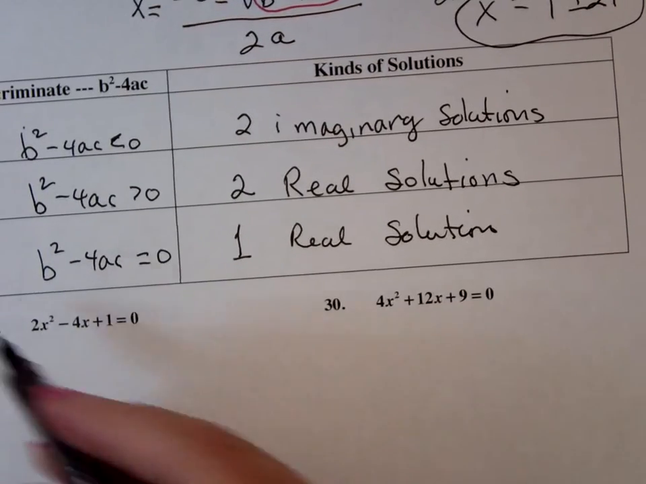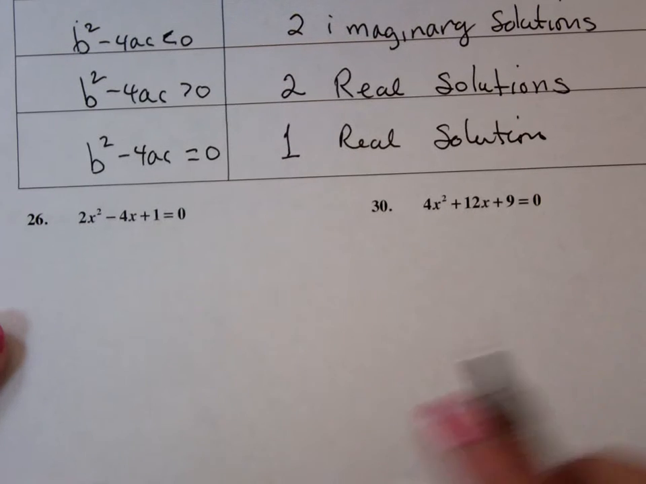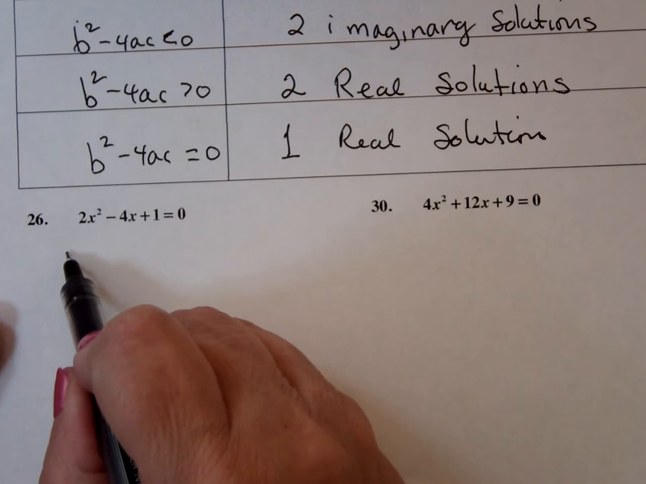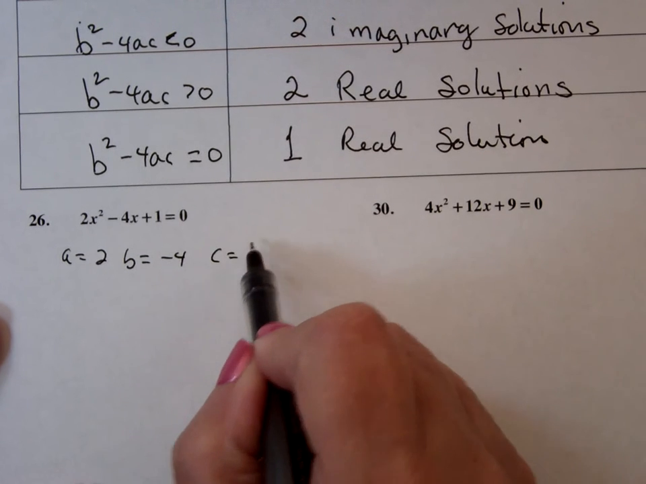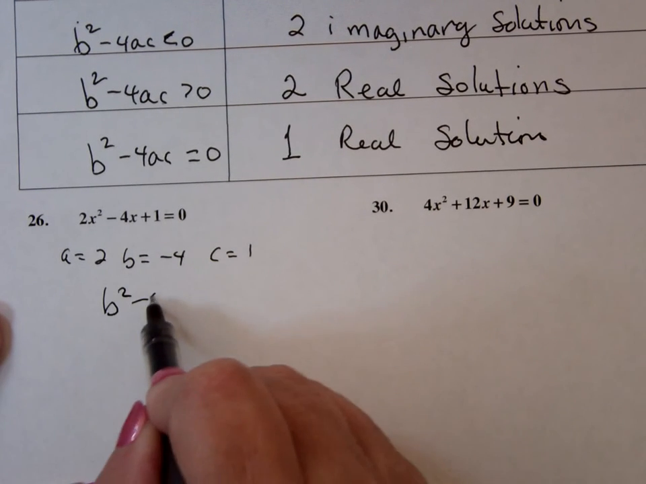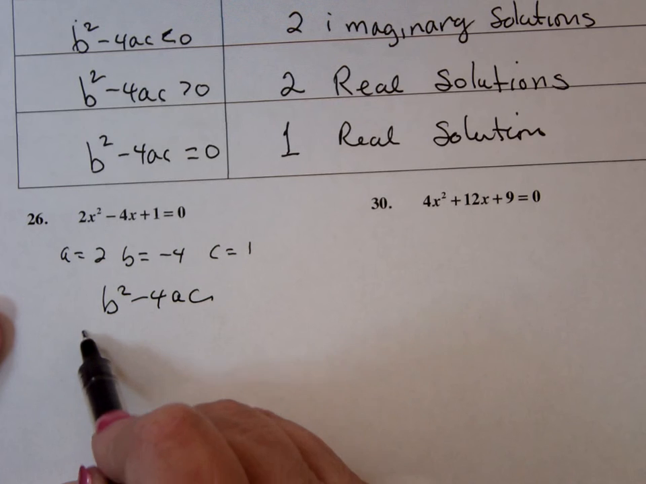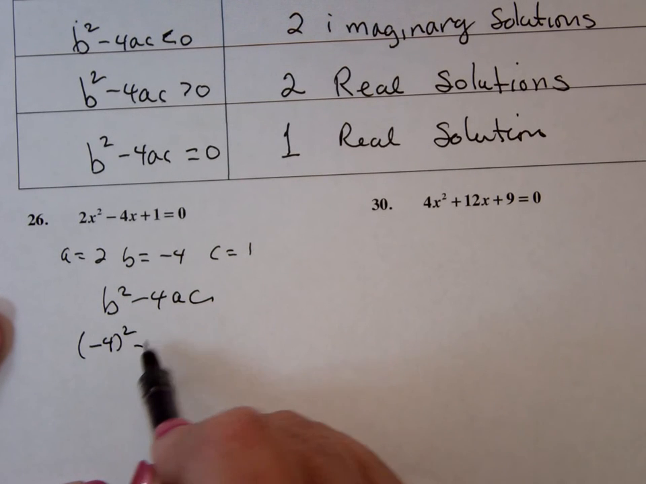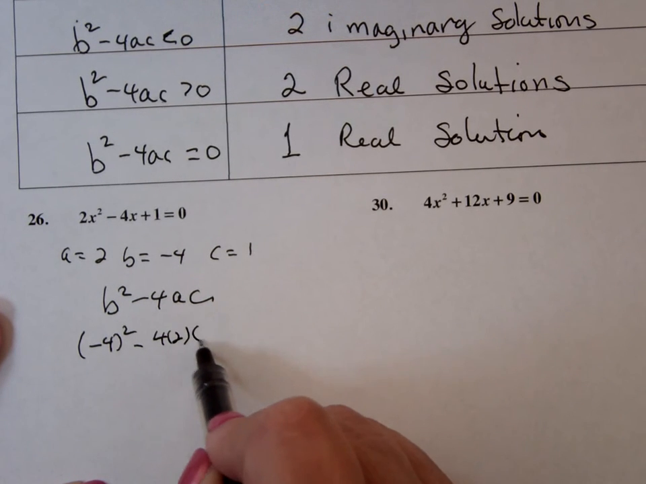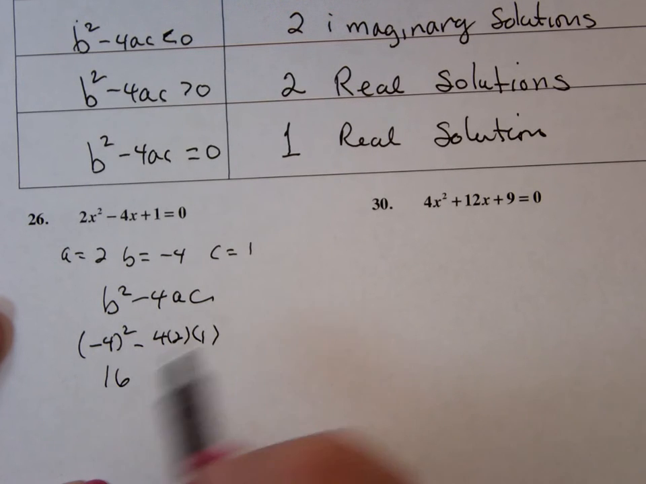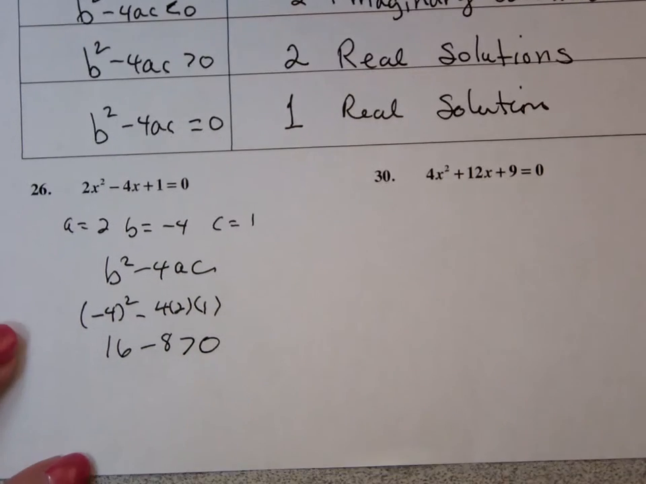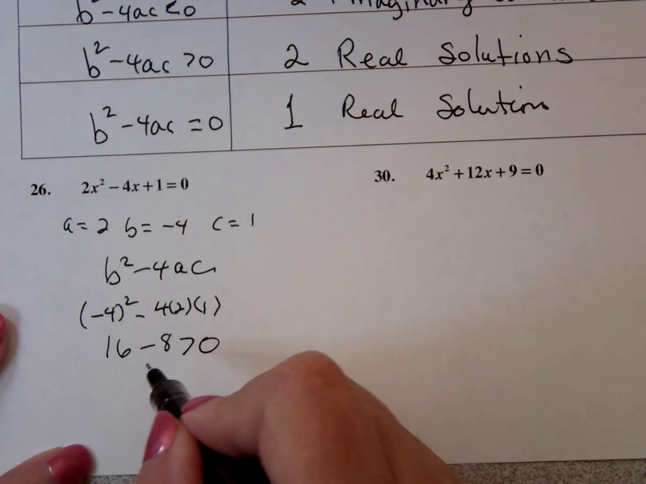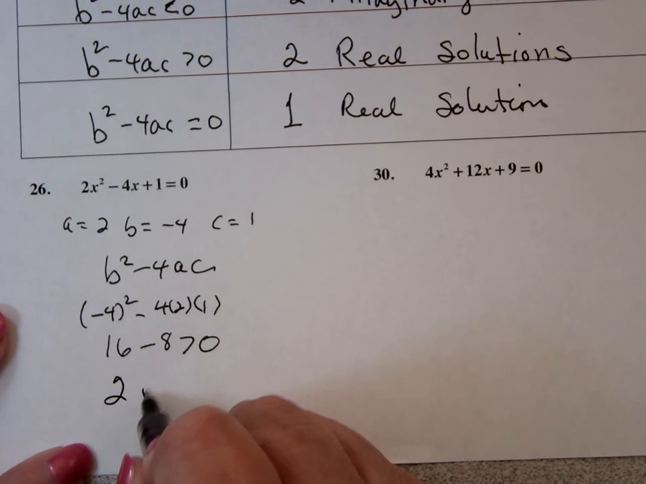So here we go. What kind of solutions do I have? Well, here a is 2, b is negative 4, c is 1. So b squared minus 4ac is negative 4 squared minus 4 times 2 times 1, which is 16 minus 8. That's positive. So what kind of solutions do I have? I have two real, yeah.